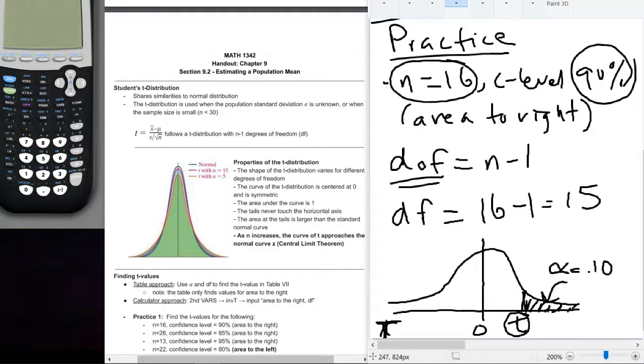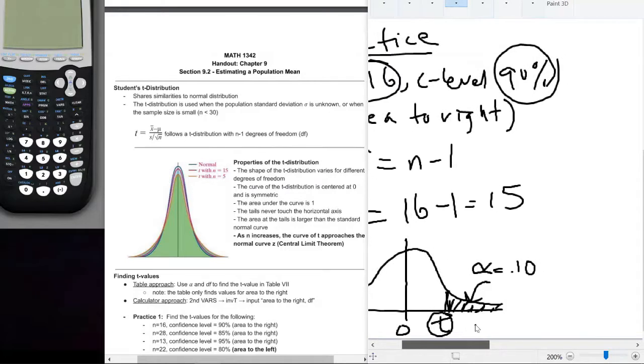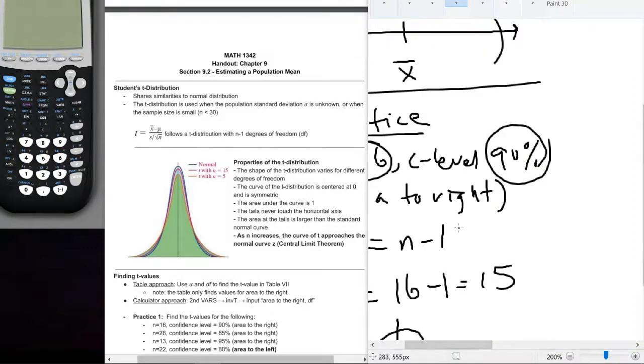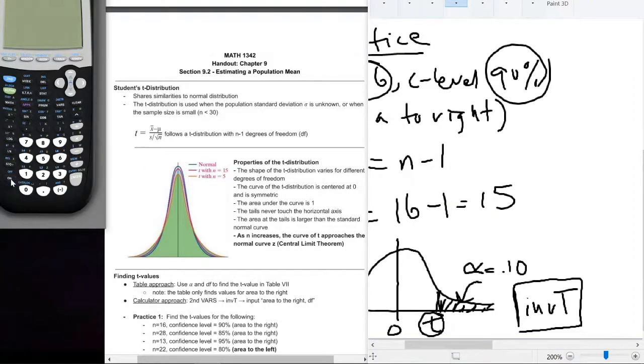Okay, so I want to show you two ways to find this t value. The first way is a calculator way. There is a new calculator function that I want you to look for, and the calculator function is called inverse t. If you remember the function of the inverse norm, its purpose was to find these missing bounds on the z-axis, right? Same thing here. The purpose of the inverse t is to find these missing t bounds. Okay, so I'm going to show you where to find it. So let's go to the calculator.